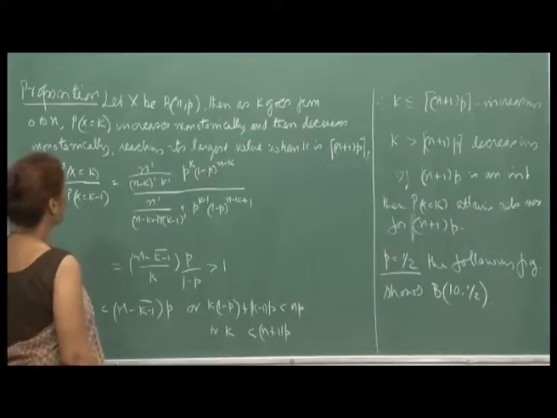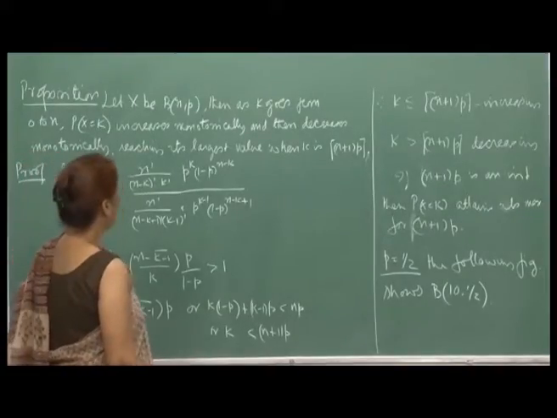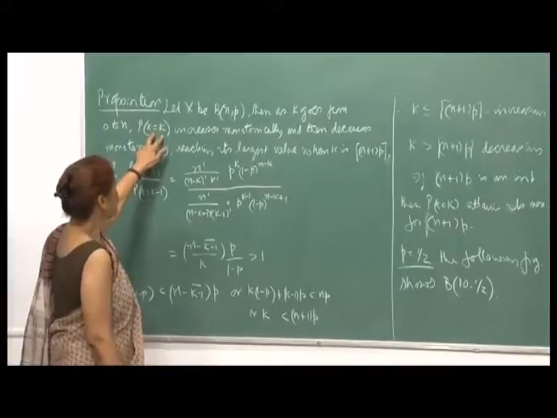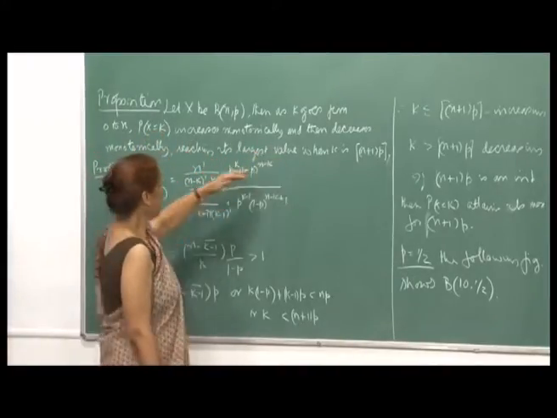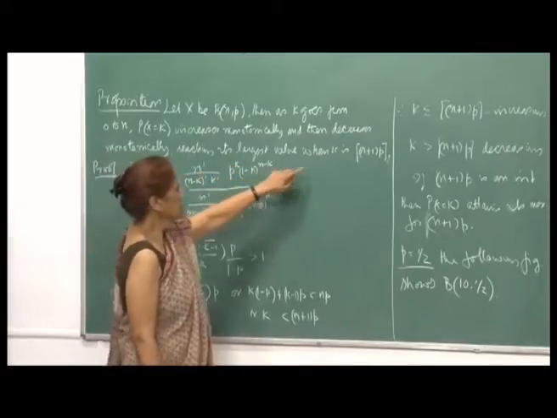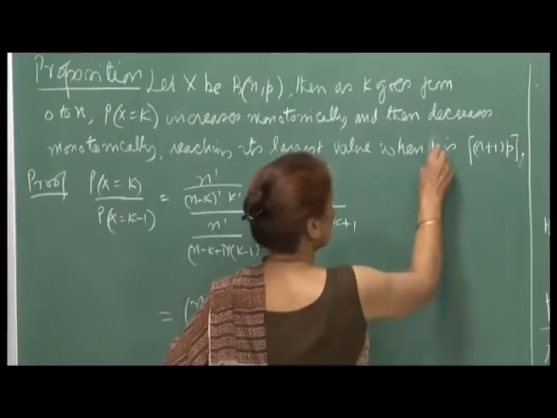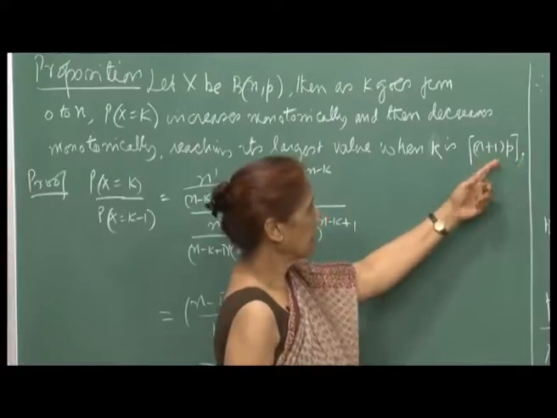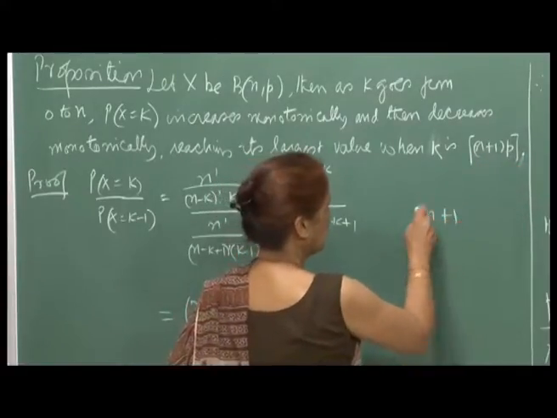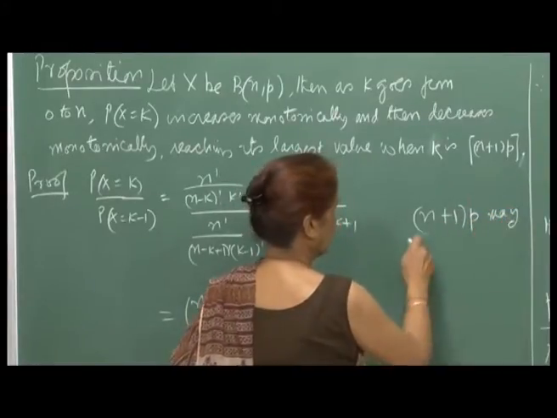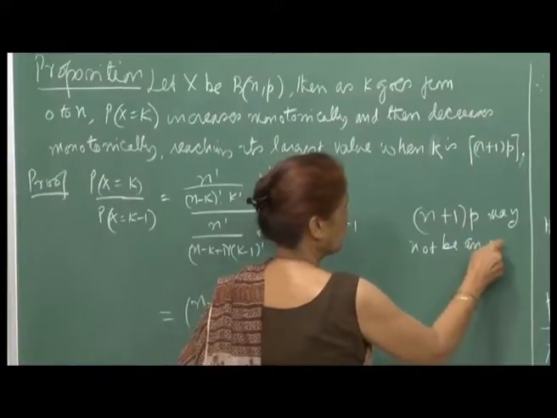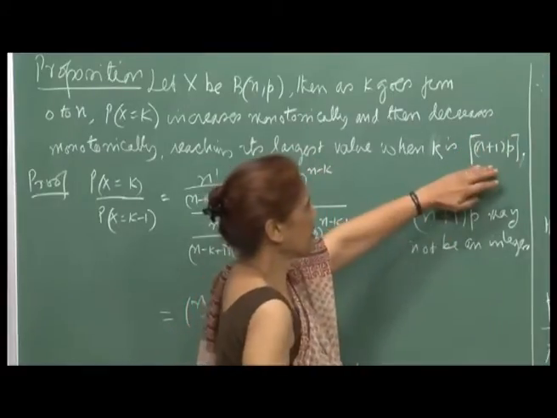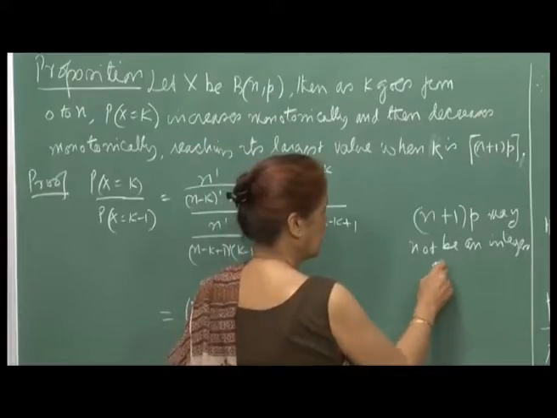Let us look at this proposition about the random variable binomial n comma p. As x goes from 0 to n, the probability x equal to k increases monotonically and then decreases monotonically, reaching its largest value when k is the largest integer part of n plus 1 into p. See, p is a fraction, so n plus 1 p may not be an integer. So, when we write brackets like this, it means the largest integer, for example, if you consider 5 by 2.